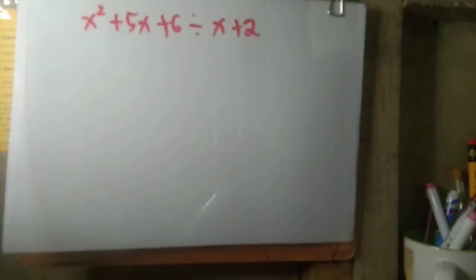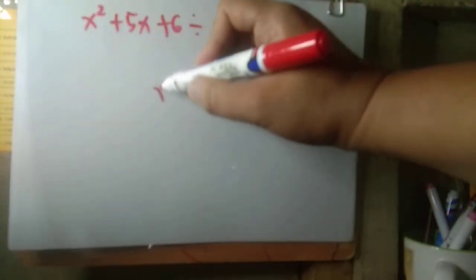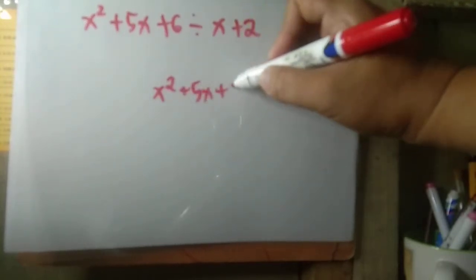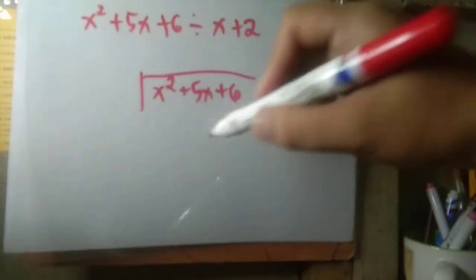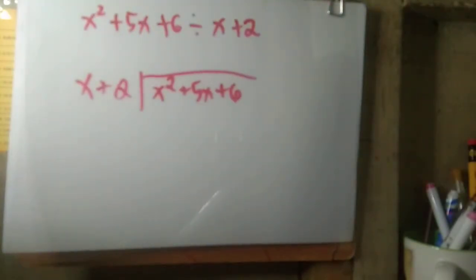x squared plus 5x plus 6 divided by x plus 2. Now, we will be having first division by long method. The long method is the traditional arithmetic way of dividing. So we will just write the dividend x squared plus 5x plus 6 inside, and then we will have x plus 2 outside, which is the divisor, the usual way of dividing it.